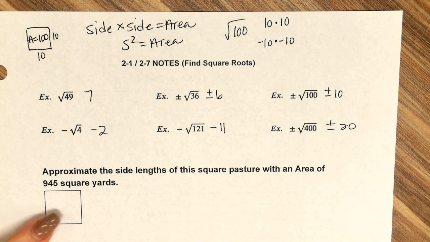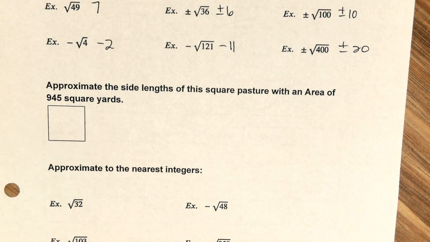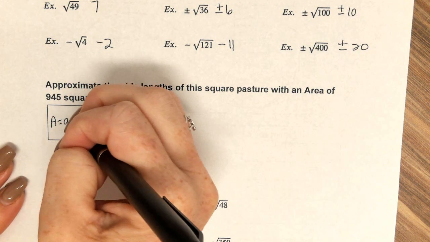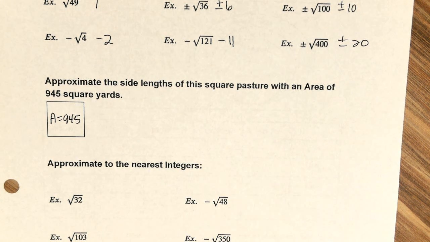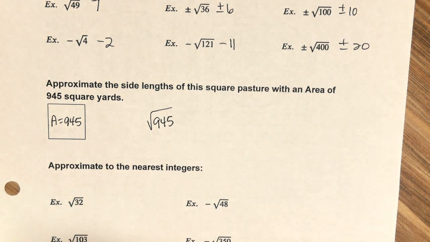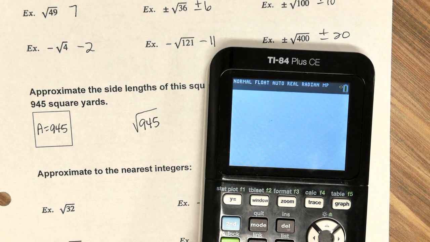But first, let's do that example like I just showed y'all. It says approximate the side lengths of this square pasture that has an area of 945. So if the area is 945, what would the side lengths be? What do I do to that number? Square root it. So I square root 945. Do I care about the negative answer? I don't. I do not care about the negative answer because this is a side length and you can't have a negative length, okay? So the square root of 945.